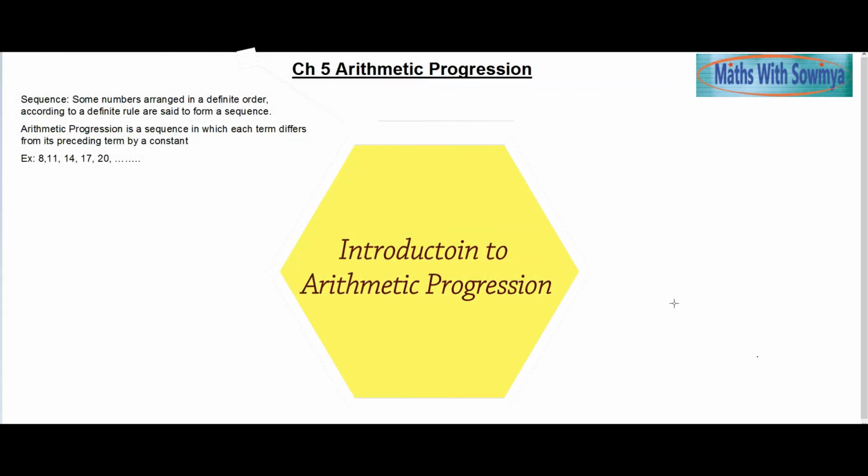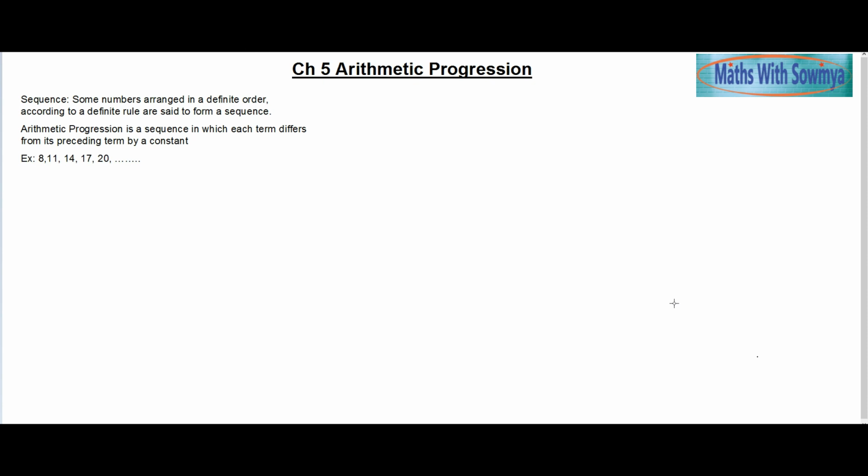This is Arithmetic Progression, Chapter 5. So we go with the introduction first. Very first, what is a sequence? A sequence is nothing but some numbers which are arranged in a definite pattern. You can call it a sequence.